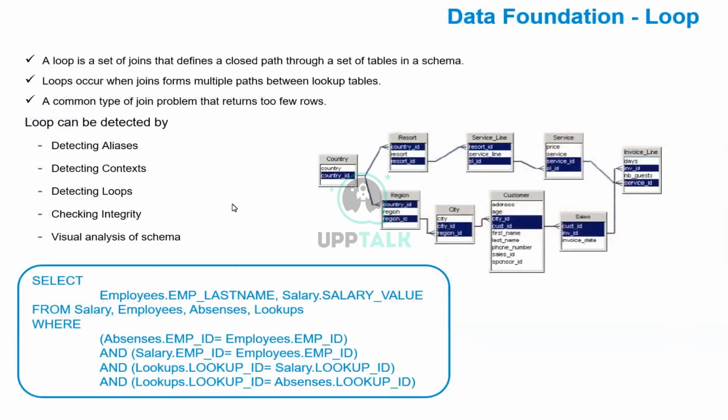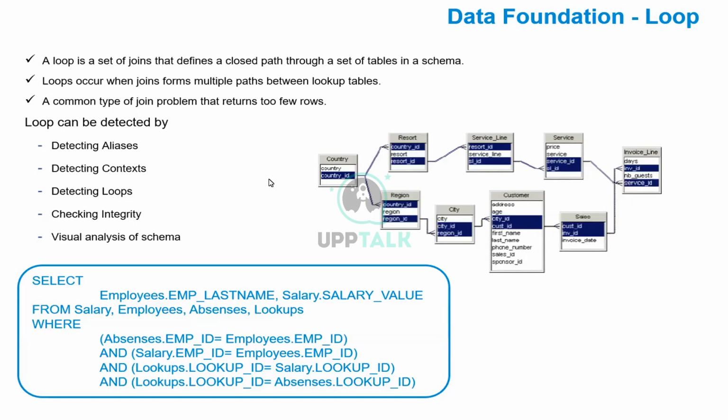In our data foundation, sometimes there will be chances of loops and traps occurring. A loop is like this. If our joins are forming a scenario like this, if you see here, from the country table to resort, to service line, to service, to invoice line, back to sales customer city region, and it is again joining with the country table. It is like a closed path, a closed loop is formed.